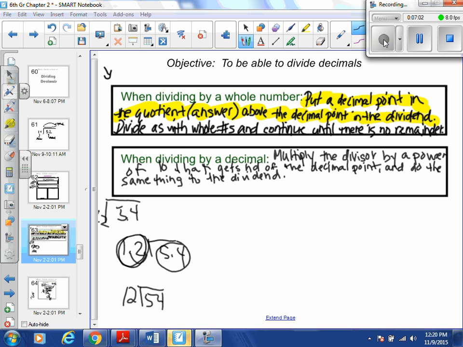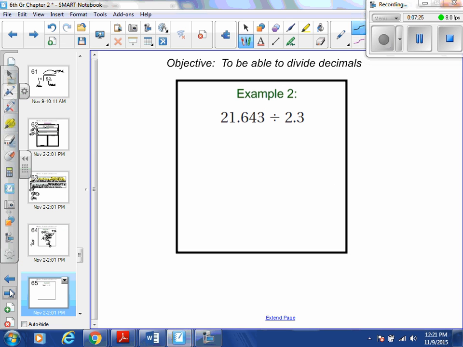Okay, and then your final step, after you've gotten rid of the decimal point in the divisor, is to just follow these steps up here. Now you have the same sort of problem. So we're going to say follow the steps for dividing by a whole number listed above. Pause if you need more time. I'm going to go on. We're going to do an example that is like this, that you'll need these instructions for. In this case, we have a decimal being divided by a decimal. 21 and 643 thousandths divided by 2 and 3/10.